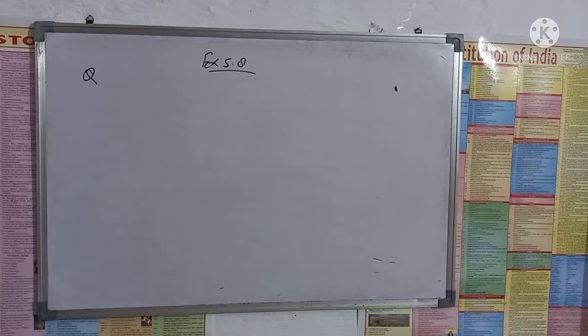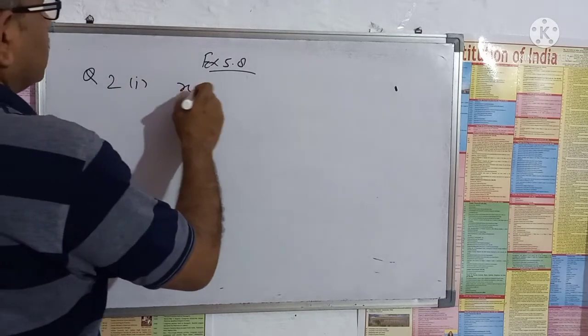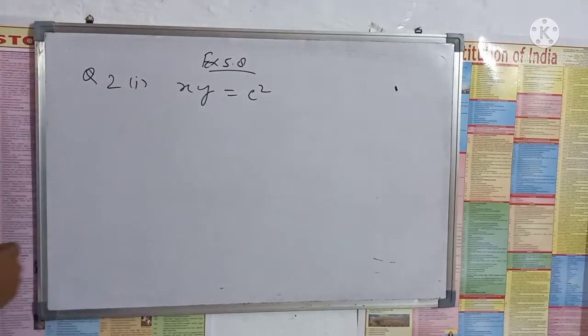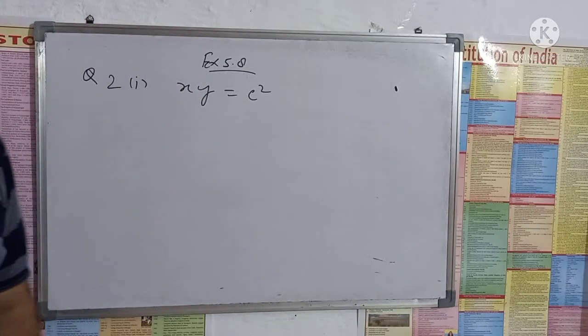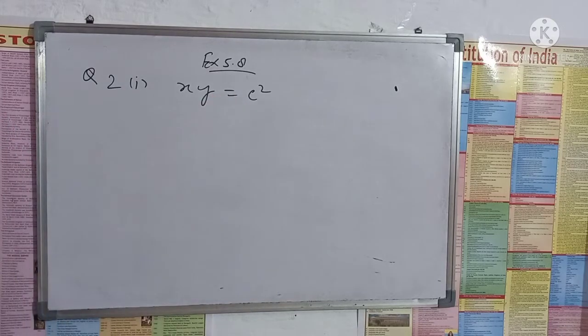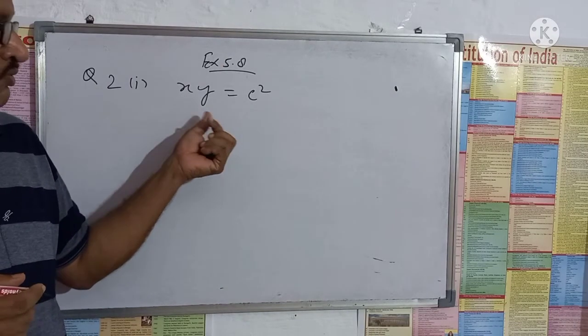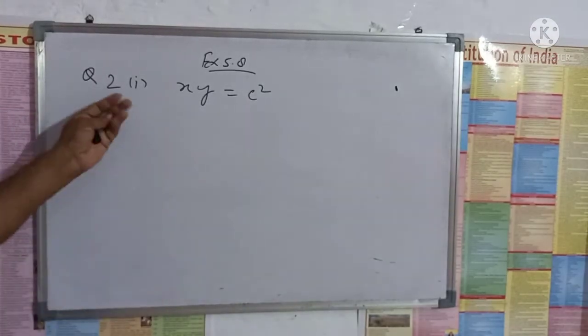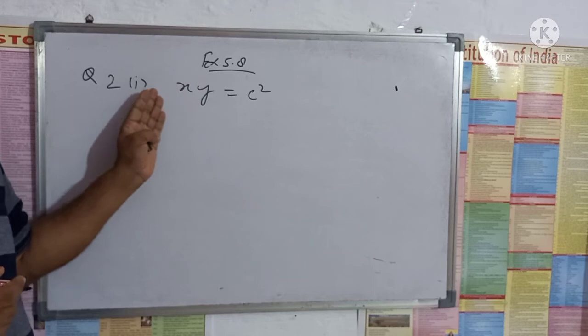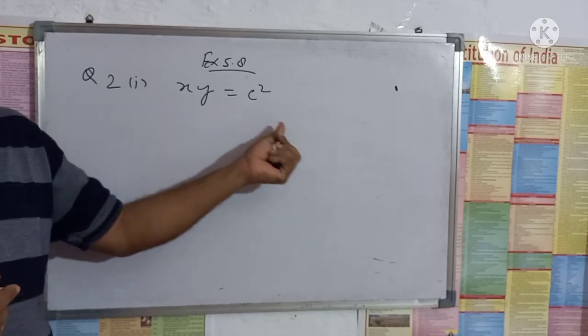So let us see the problem. Question number 1, second part, or question number 2, first part. See question number 2, first part. It is given here xy is equal to c square. X and y are variables here. C square is the constant. It is written in the implicit form, but you can write it in the explicit form also: y is equal to c square by x. So how do we have to differentiate it? How do we have to find dy by dx here? We have to find dy by dx. So differentiating with respect to x on both the sides.